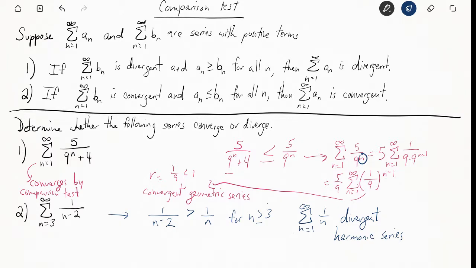So this is divergent. So we have a smaller series that's divergent, and so that means this original summation is divergent by the comparison test.